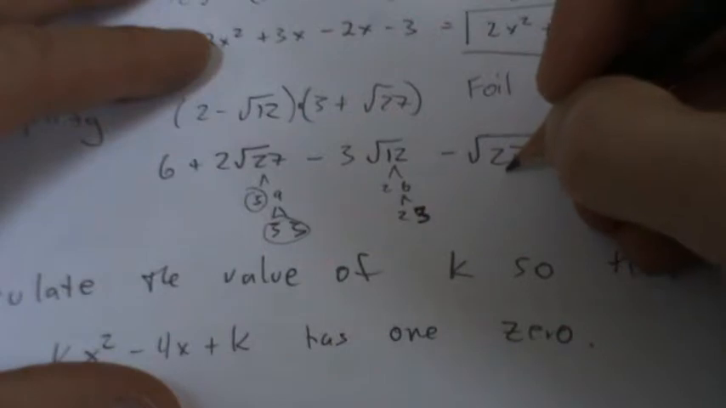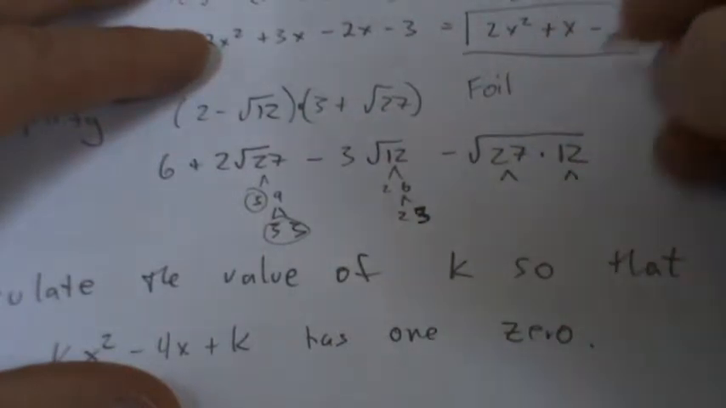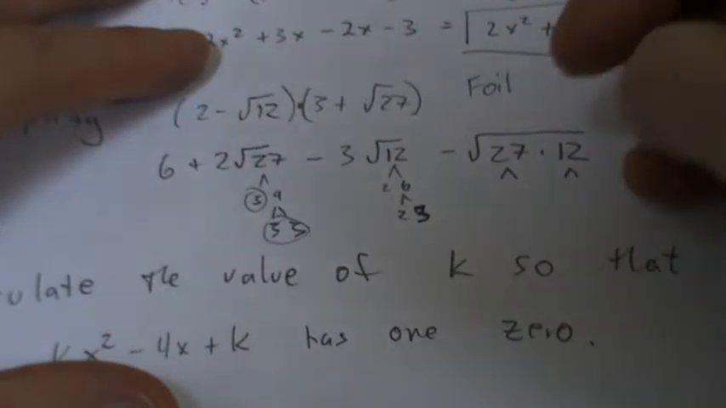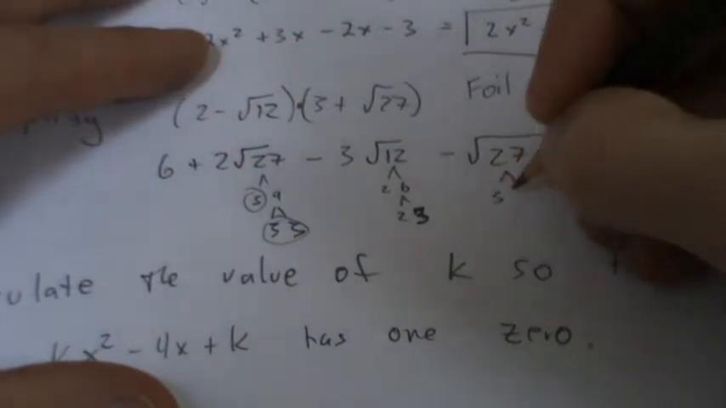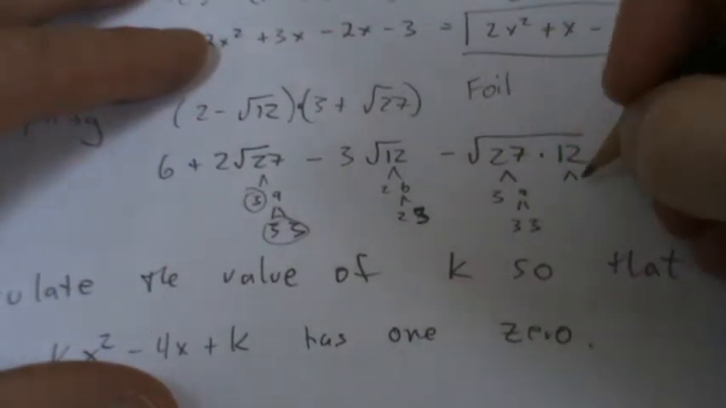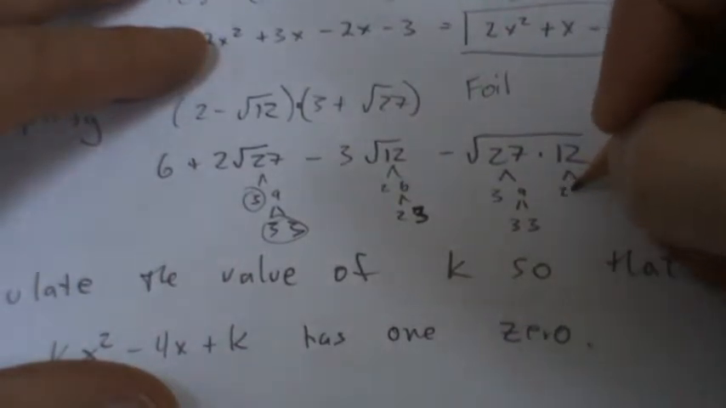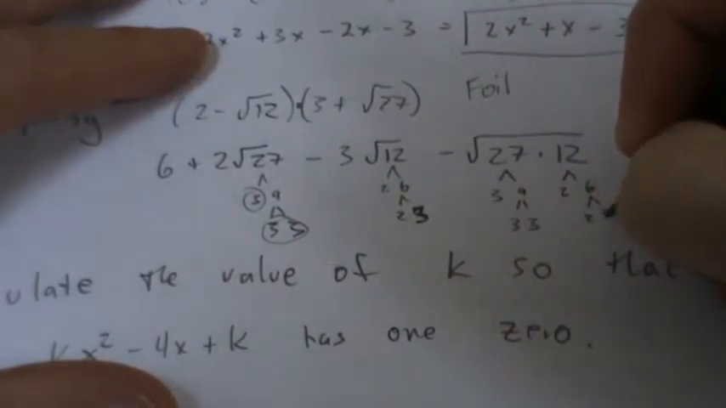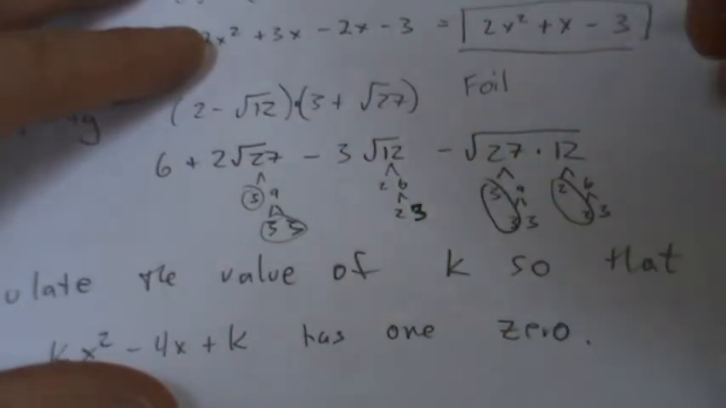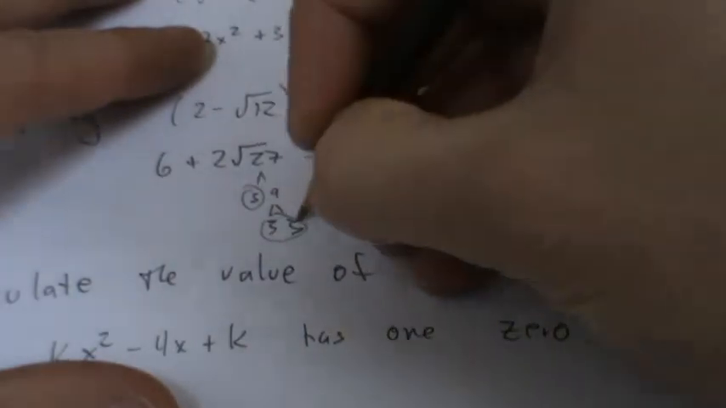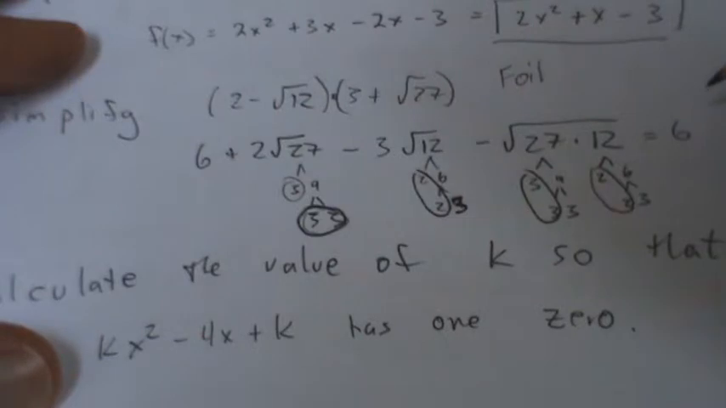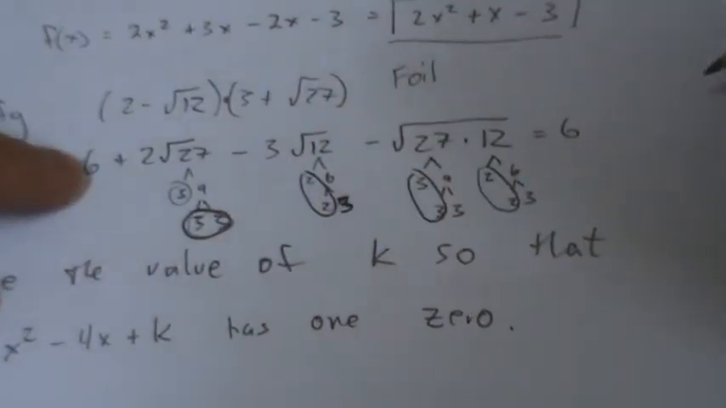This 27 and the 12 can both be done in the same radical. This is a 3, a 9, a 3, and a 3. And the 12 is a 2, a 6, a 2, and a 3. So leaving me 2 3s, 2 2s. This has 2 2s and 2 3s. And so in the end it's 6.